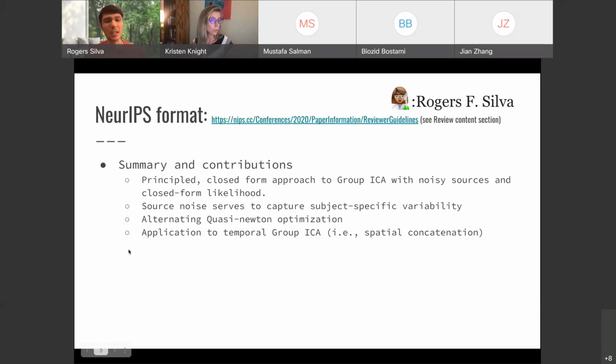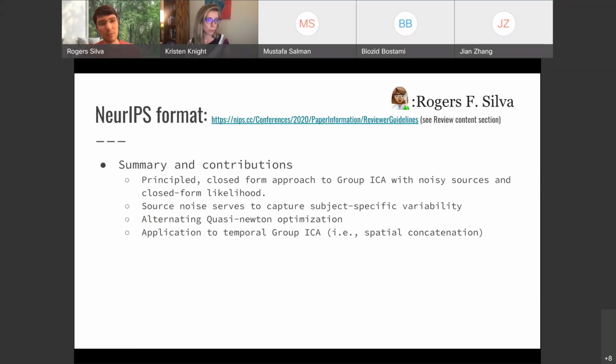Yeah, and at the end, they apply their method to several applications, but from what I gathered, they were all focused on temporal group ICA, where the concatenation actually happens in the space domain. So it's concatenation of voxels, and the components are time series.